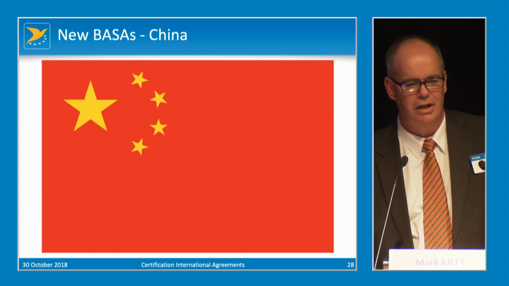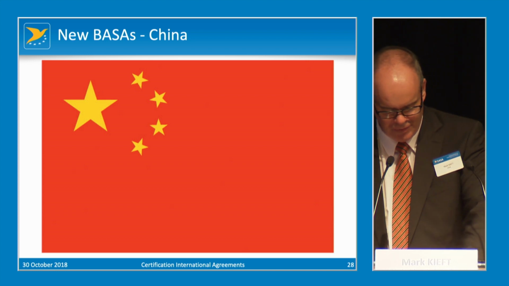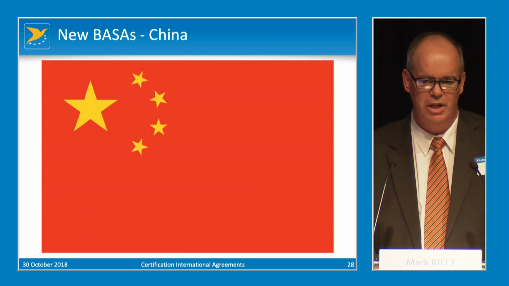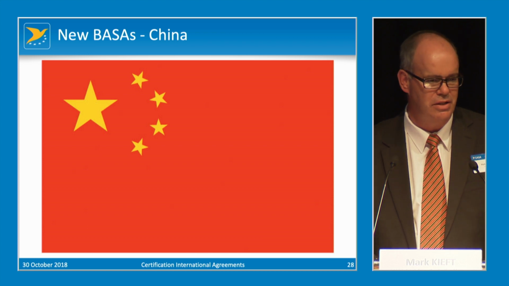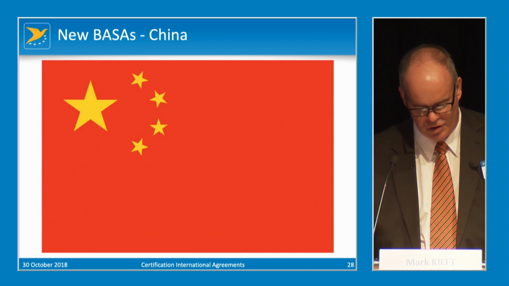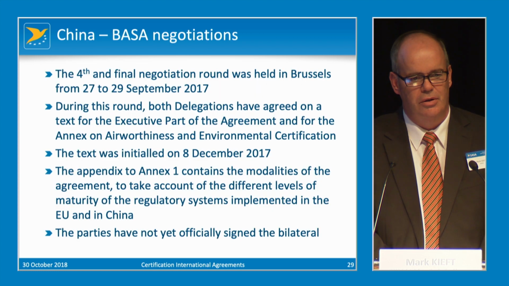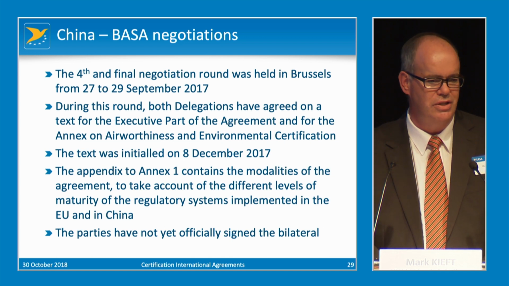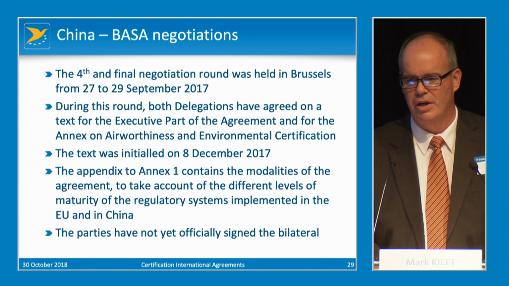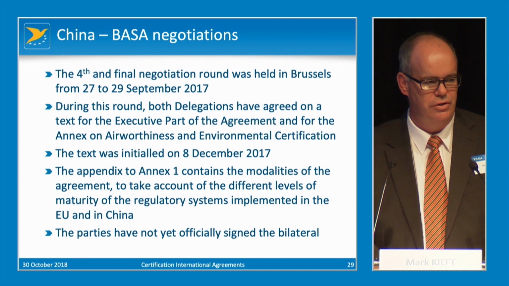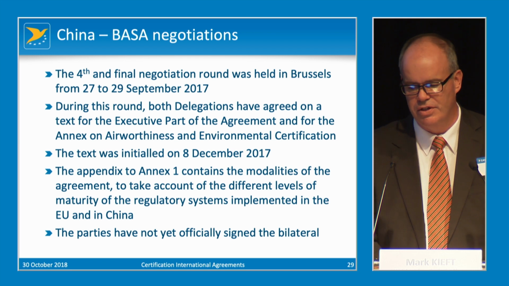New BASAs, China. So this is a negotiation. We are not yet at a stage where the BASA is in place. The bilateral agreement with China is not yet in place. It is a negotiation. There have been 4 meetings to negotiate the agreement and the annex on initial airworthiness already. The final one was in September 2017.